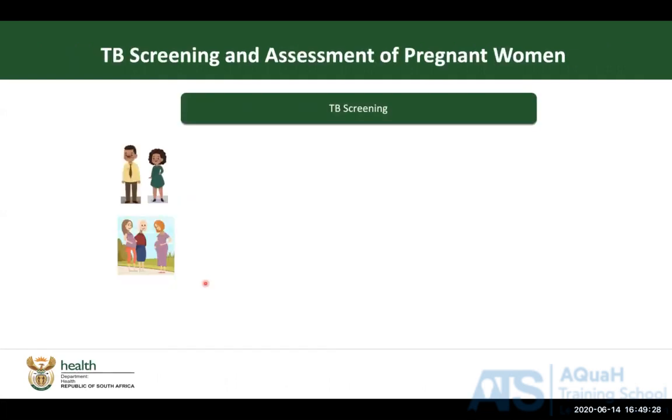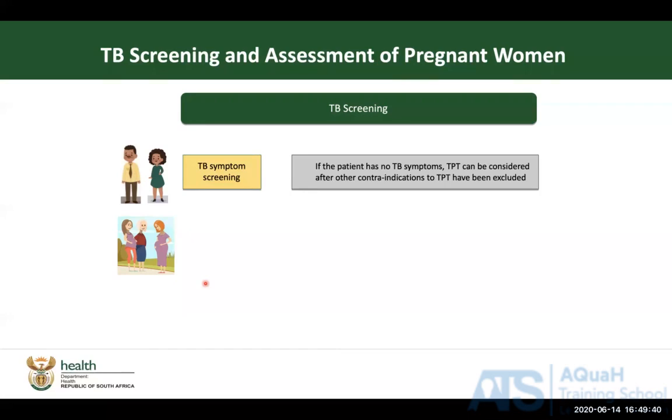So in terms of TB screening and assessment of pregnant women, screening is very important because it determines the entry into this program. So we still recommend that every person who presents for care should be screened for TB, and should also be assessed for contraindications to TB preventative therapy. If those contraindications are excluded, therefore they can be offered TB preventative therapy.